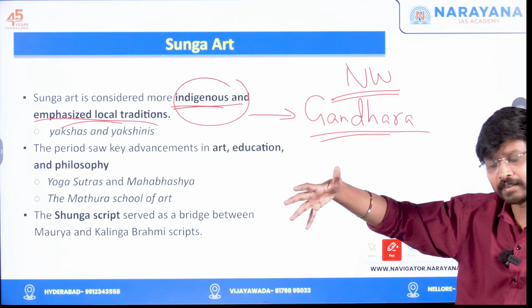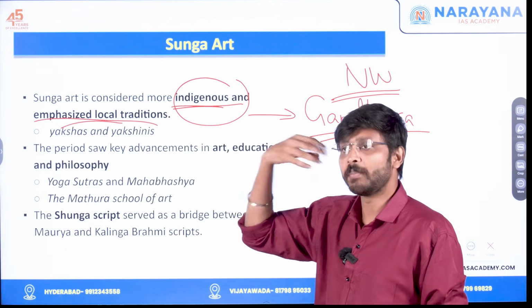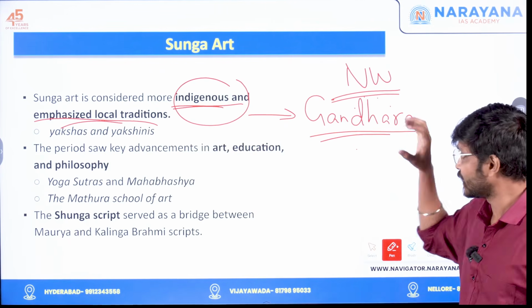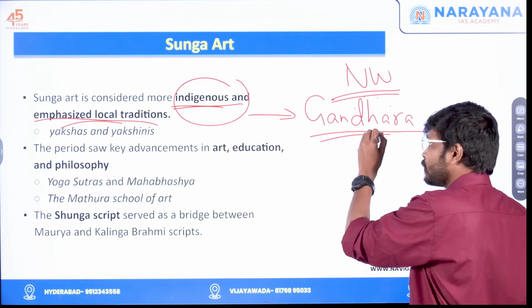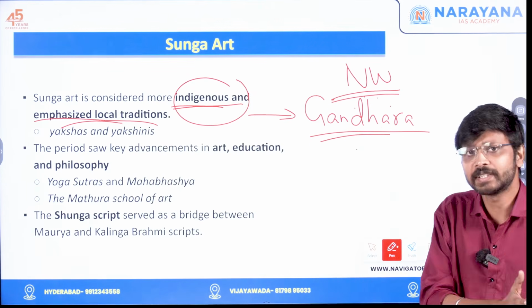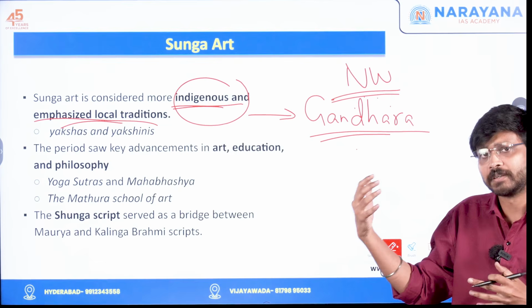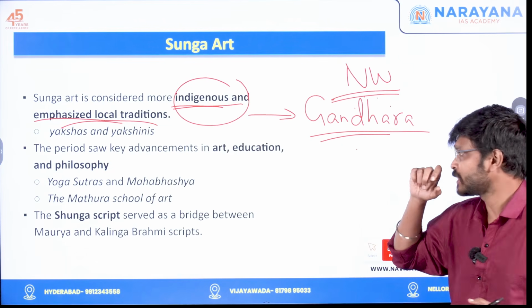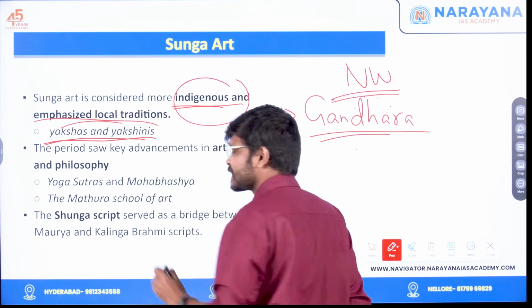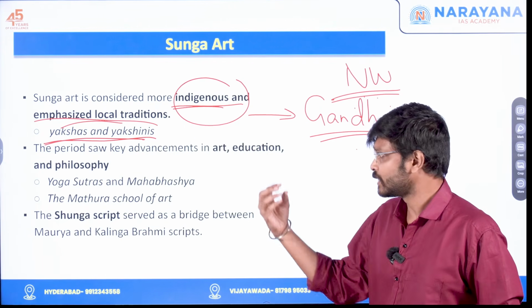So they had Greek influences there. They had Roman influences there. Many kinds of influence were there in this Gandhara art. Okay. So this Sunga art was completely indigenous only. It didn't have any reference to the Greek or Roman tradition. And also in Sunga art, the yakshas and yakshanis were a very important element.